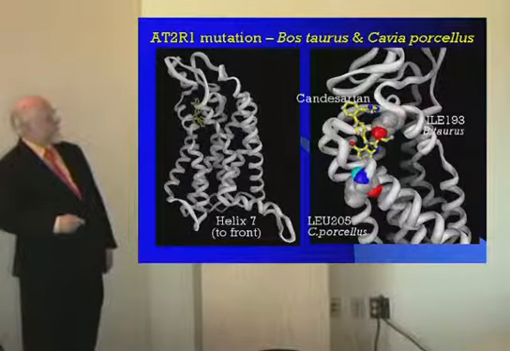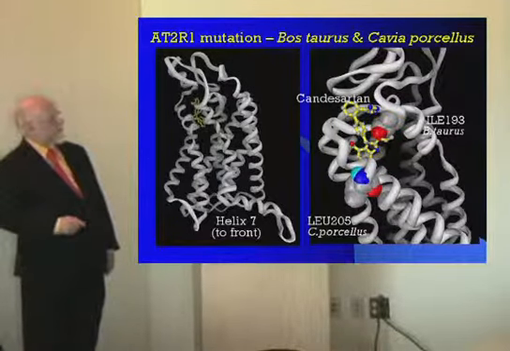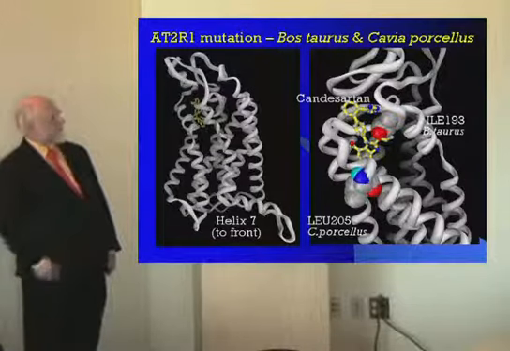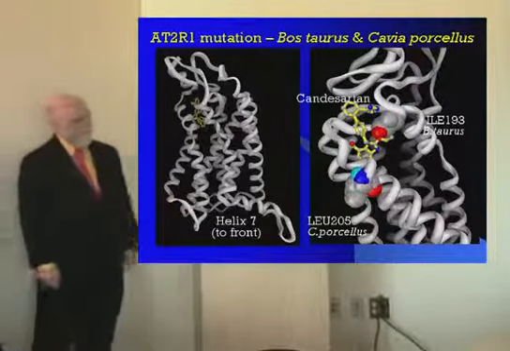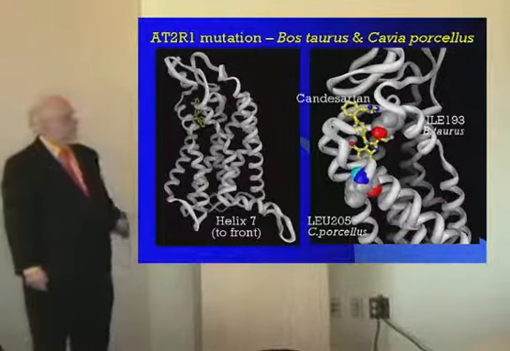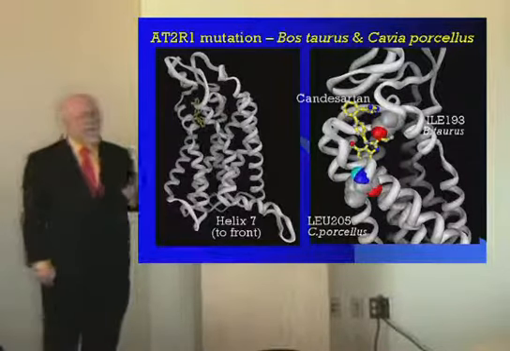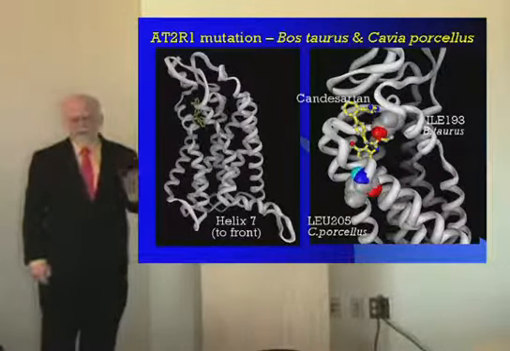And you can see I've got a candesartan, an ARB, bound into the binding pocket, and there is actually an oxygen on the candesartan that is very tightly bound to the isoleucine 193 of Bos taurus. One of the things that we found in our study was that we couldn't match up accurately enough, or as accurately as we expected.